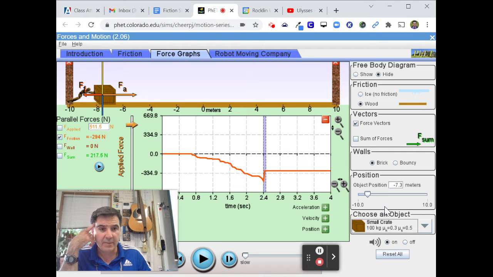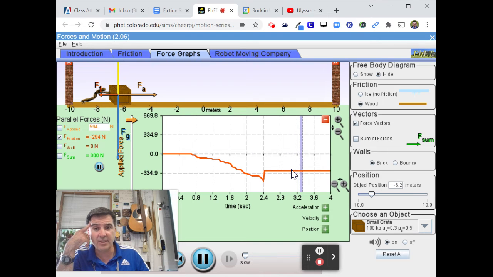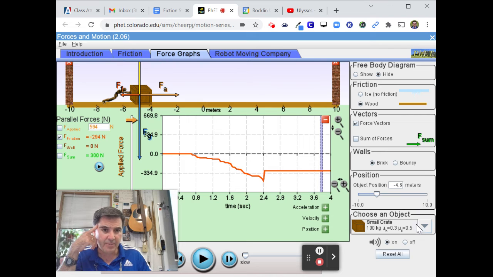see that with the small crate, the static friction is going to be 50% of the weight, which turns out to be about 490. So I'm going to push harder and harder. Once I get to over 490, then all of a sudden it drops and it begins to move. And as it's moving, the friction gets less, and it begins to move across the screen. The reason the friction gets less is because the kinetic friction is only 30% of the weight.